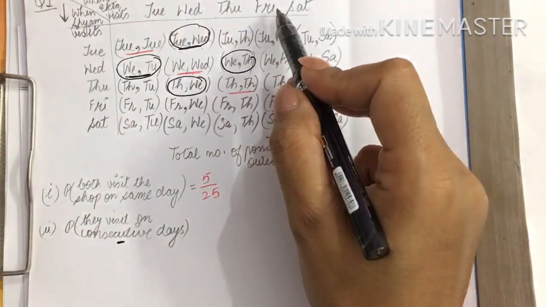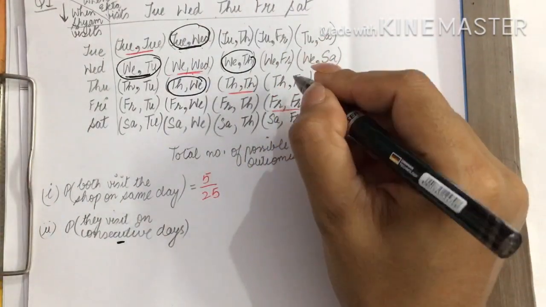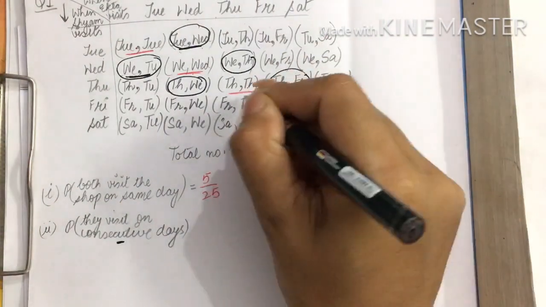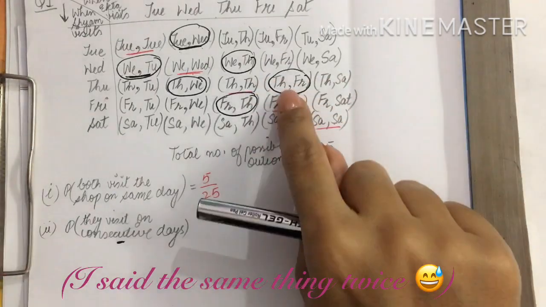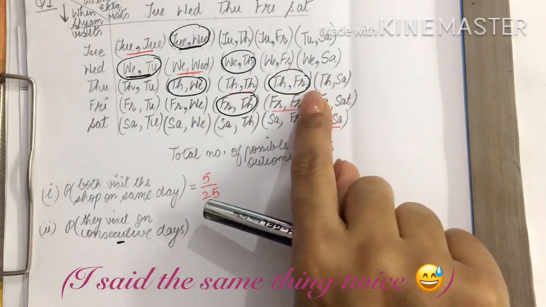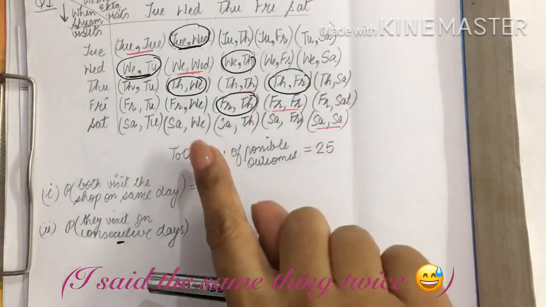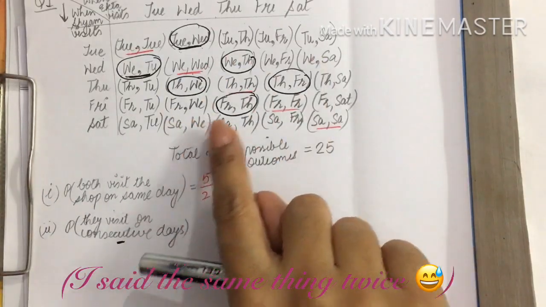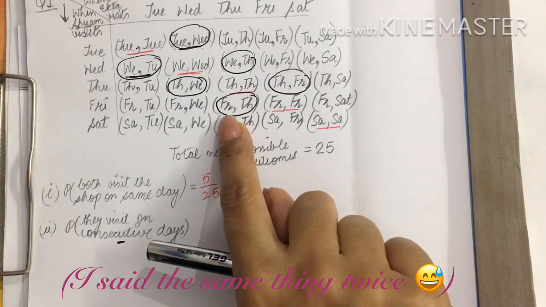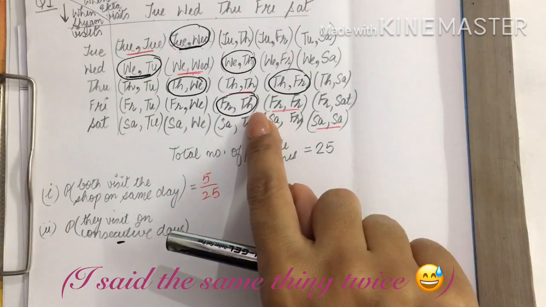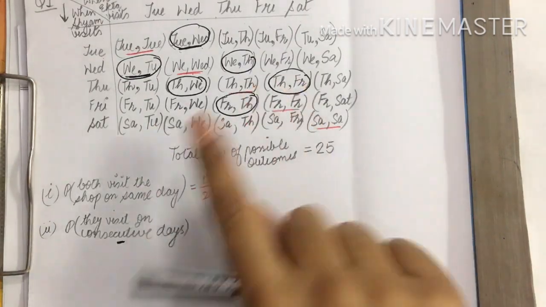Then Thursday and Friday. This is Thursday, Friday, and this is Friday, Thursday. One visits on Thursday, the other one visits on Friday. Or it could be the opposite. The second person comes on Friday and the first person goes on Thursday.